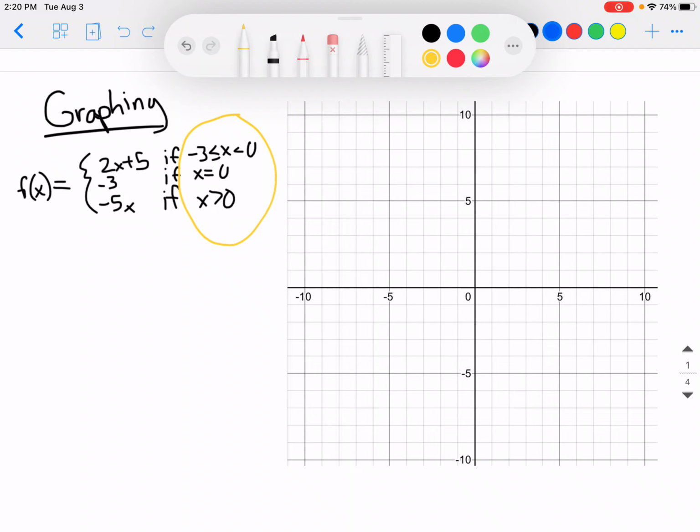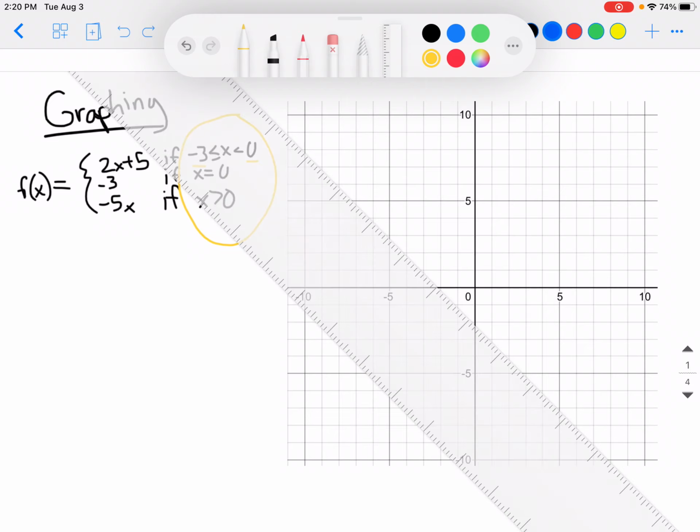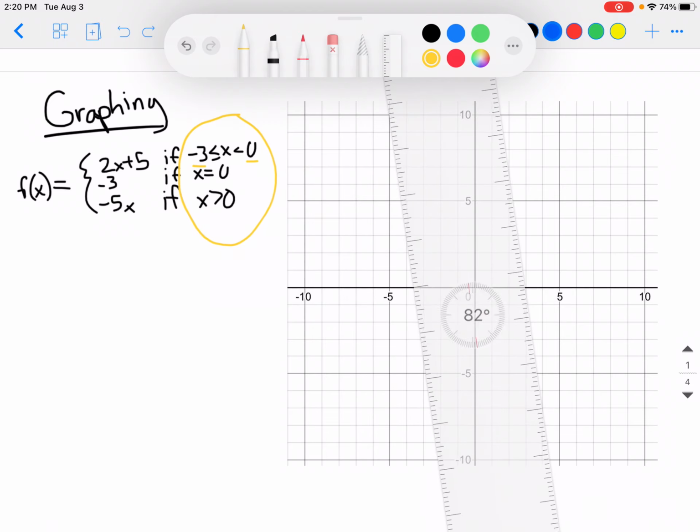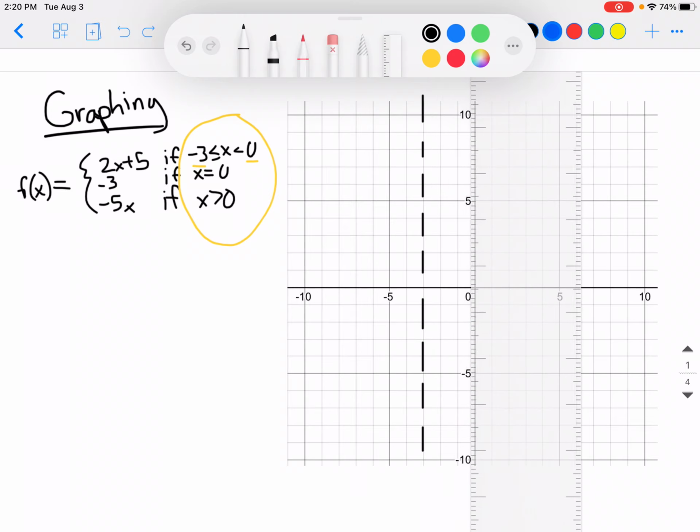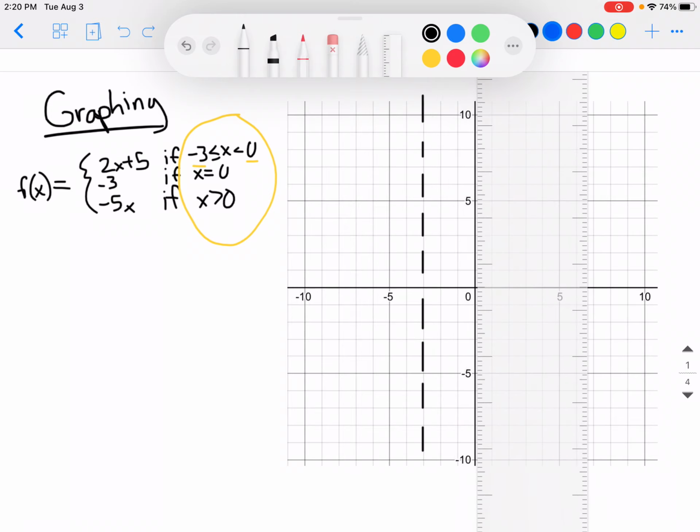And so we're going to need to draw two lines, one at -3 and one at 0. Now I'm going to bust out my ruler and I'm going to go to -3 on the x-axis. And I'm going to do this in black, but I'm going to just dash the line because it's not technically part of the graph. It just helps us construct the graph. And then the y-axis is our other one.